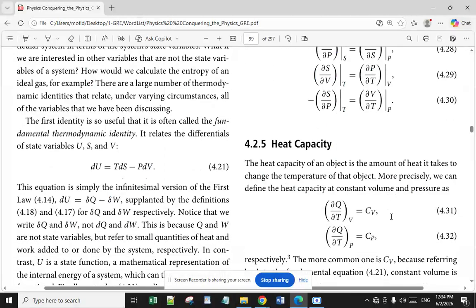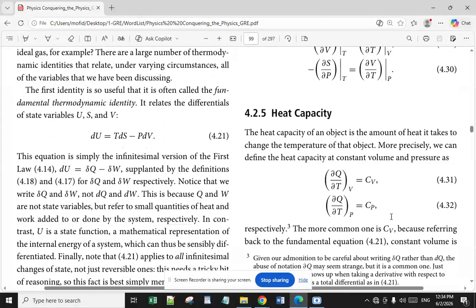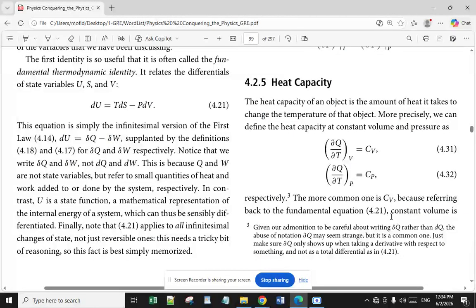The next topic is heat capacity. The heat capacity of an object is the amount of heat it takes to change the temperature of that object. More precisely, we can define the heat capacity at constant volume and constant pressure as δQ divided by δT at constant volume, which is equal to CV, and δQ divided by δT at constant pressure, which is equal to CP, respectively.